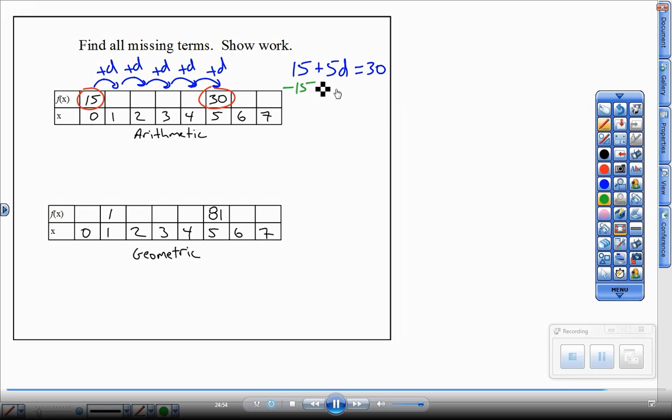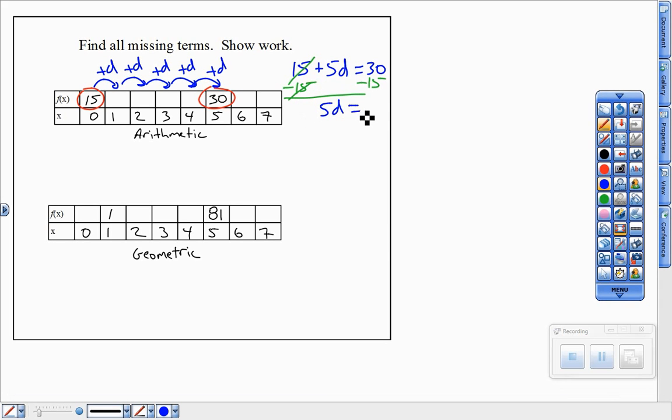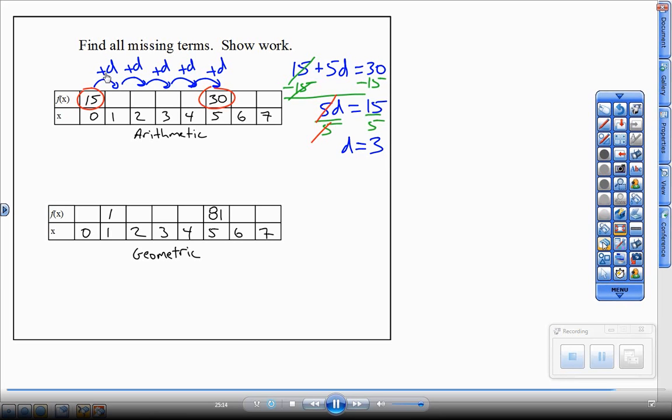I'm going to subtract 15 on both sides, and that gives me 5D equals 15. Divide both sides by 5, and that gives me D equals 3. And then use that D as 3 to fill in your table. Adding 3's, adding 3's, adding 3's. So plus 3, plus 3, plus 3, plus 3. Gives me 15 plus 3, 18, plus 3, 21, plus 3, 24, plus 3, 27, plus 3, 30, plus 3 more 33, plus 3 more 36.